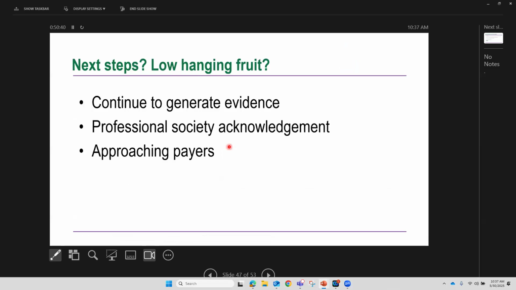Okay, so we're going to continue to generate evidence. We're working with a number of different professional societies. I'm giving a talk at ASM Microbe next month. And then we're also now, our NIH grant, it's in a 5-year renewal, but it ends next year. And this was novel when we started. It's not novel anymore. So we may not get additional funding.